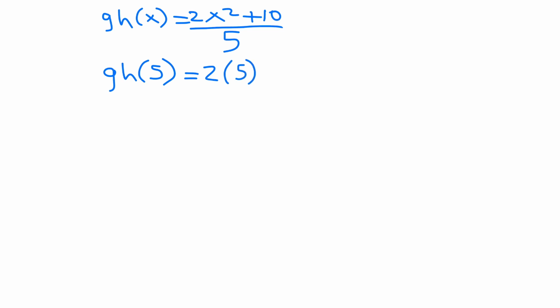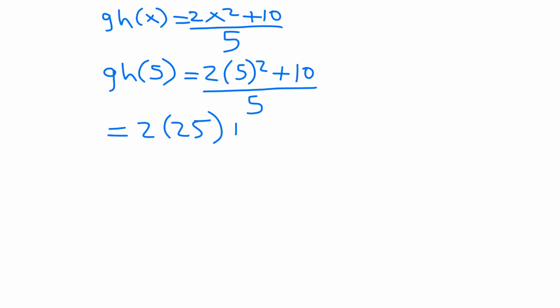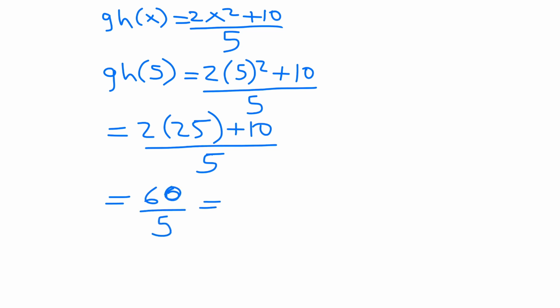So we now want to evaluate this when the input is 5. So we're just going to put a 5 in place of this x. So we get 2 times 5 squared plus 10 over 5. So 2 times 5 squared is 2 times 25 plus 10 over 5. And we just simplify, which is going to give us 50 plus 10 over 5, which is 60 over 5. And this is 12.